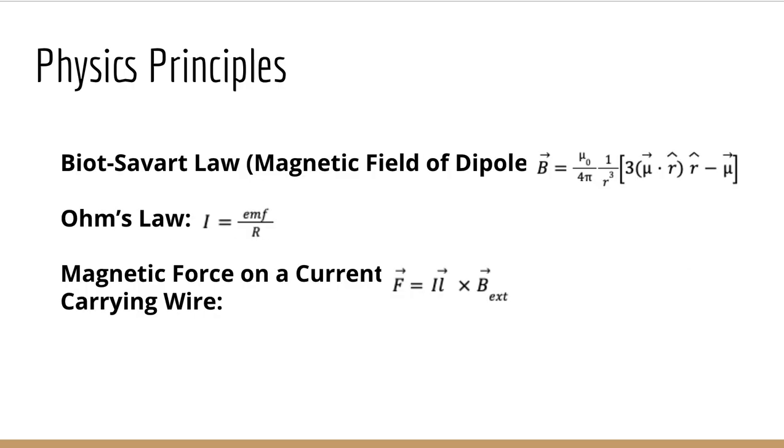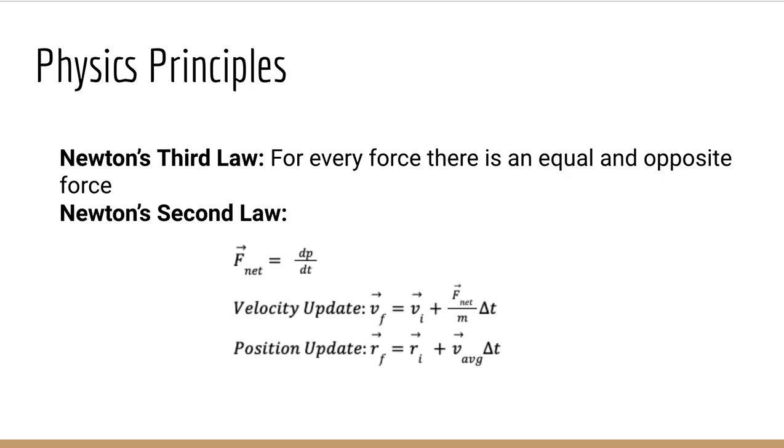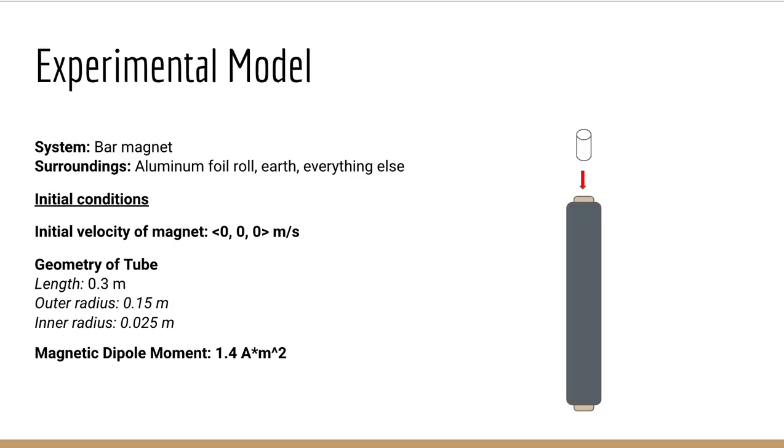We also want to discuss the Biot-Savart law, which is just the magnetic field of a dipole, and then Ohm's law, which is I equals EMF over R, and then the magnetic force on a current-carrying wire, which is going to be F equals I times the change in length crossed with the external magnetic field. Newton's third law is also used, since every force has an equal and opposite force, and then Newton's second law, and all of that is shown below.